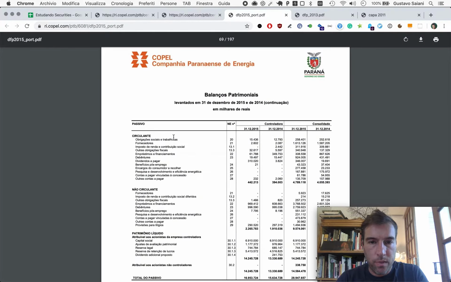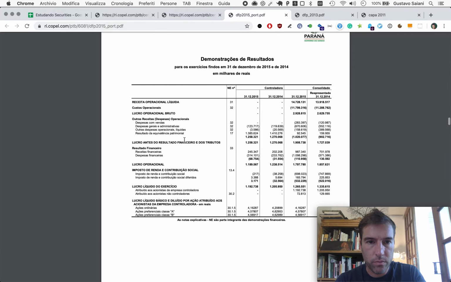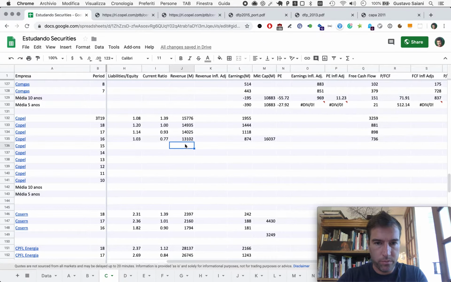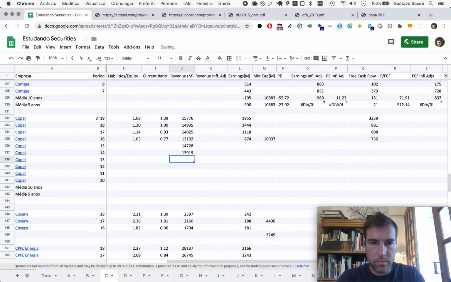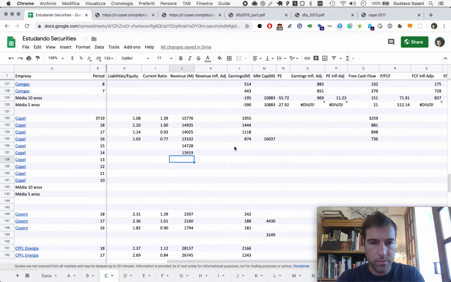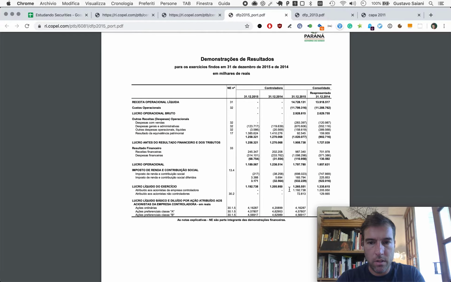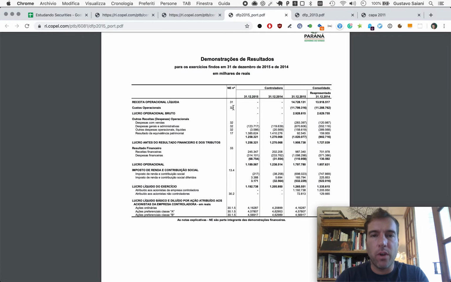So for 2015, we can go to the results. The consolidated revenue here was 14,728. And for 2014, 13,919. Profits, 1,266. And in 2014, 1,336. I'm always rounding to the nearest here. Doesn't make much of a difference. We're not looking for close calls at all.